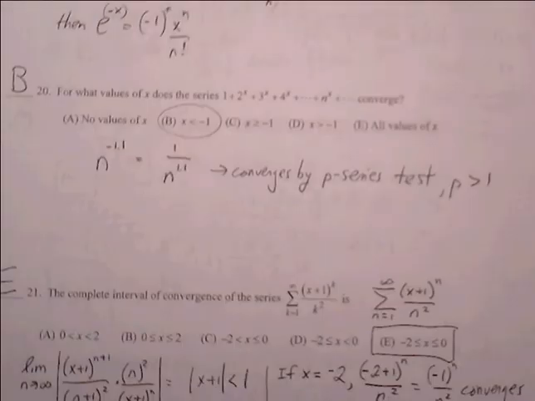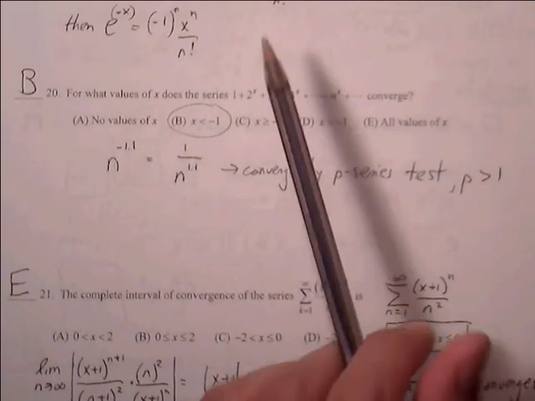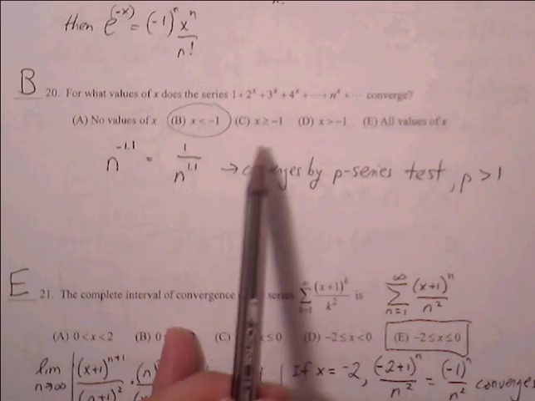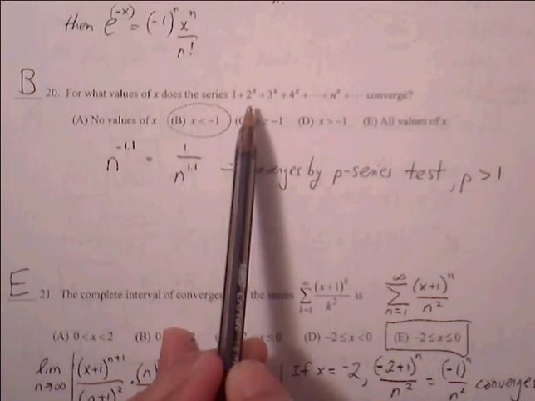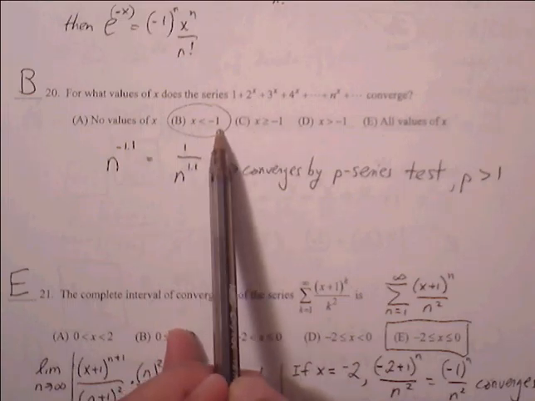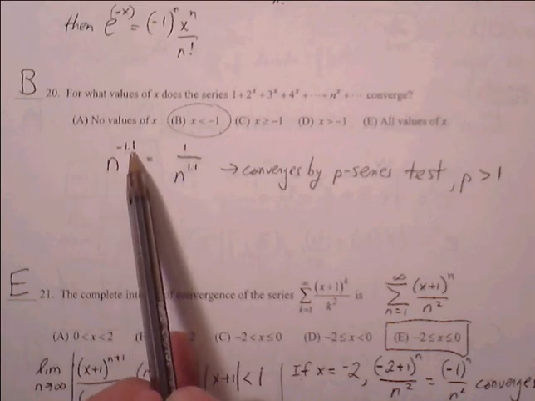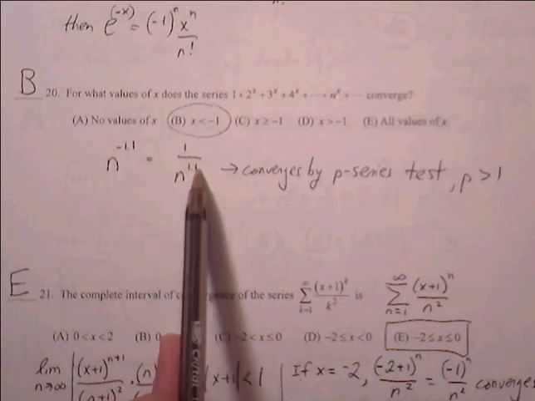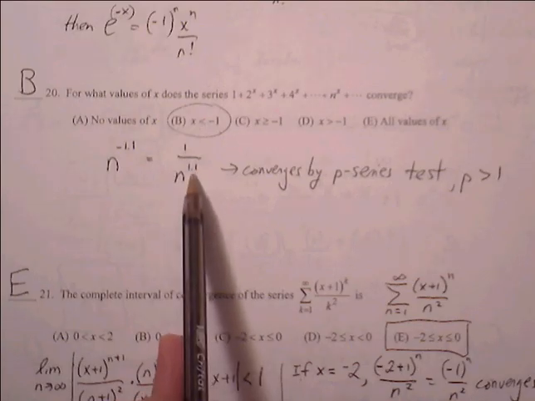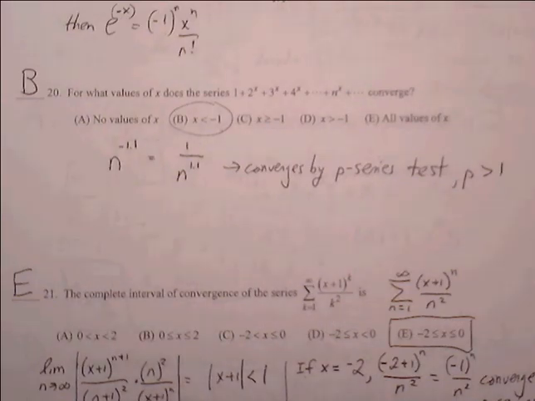Okay, number 20. For what values of x does the series converge? We know that the series will converge whenever x is less than negative 1, because when x is less than negative 1, for instance, n to the negative 1.1 is 1 over n to the 1.1. And we know that 1.1 is greater than 1 if we consider this as a p-series. Then for any p-value that's greater than 1, the series will converge.